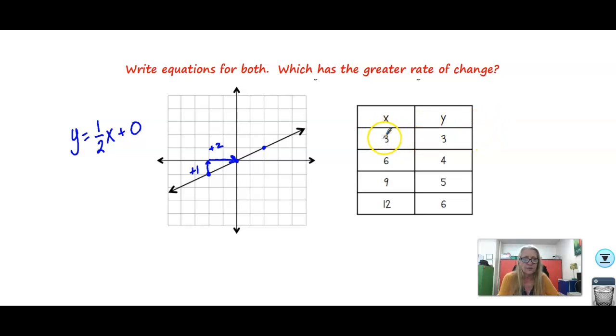Over here, we need a slope. How is x changing? Up by 3, up by 3, up by 3. How is y changing? Up by 1, up by 1, up by 1. Put the change in y over the change in x. This one has a slope of 1/3.